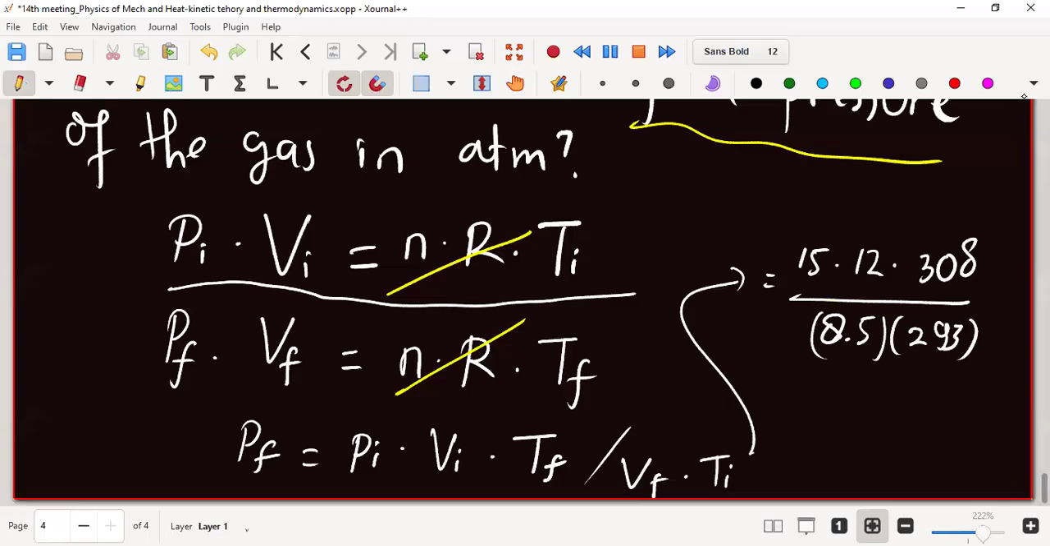So we will get the final pressure in atmosphere. The value is 22 atm. So this one is the final pressure in atmosphere.